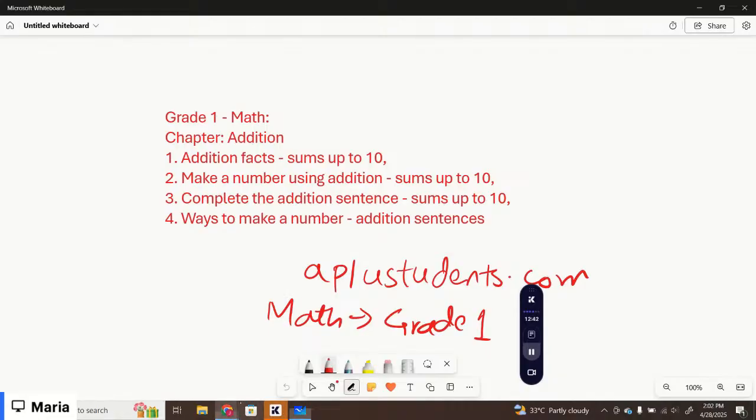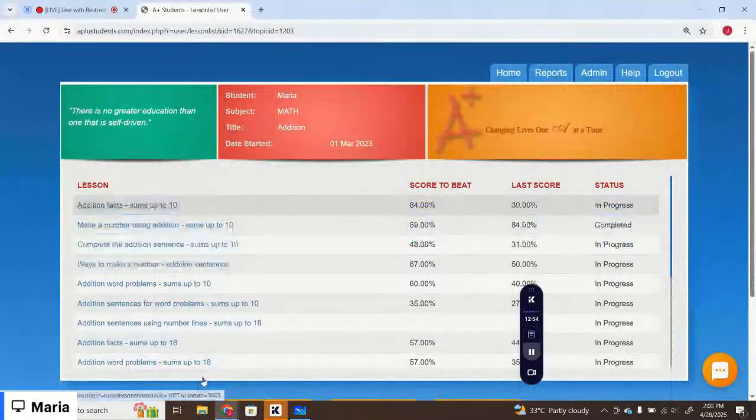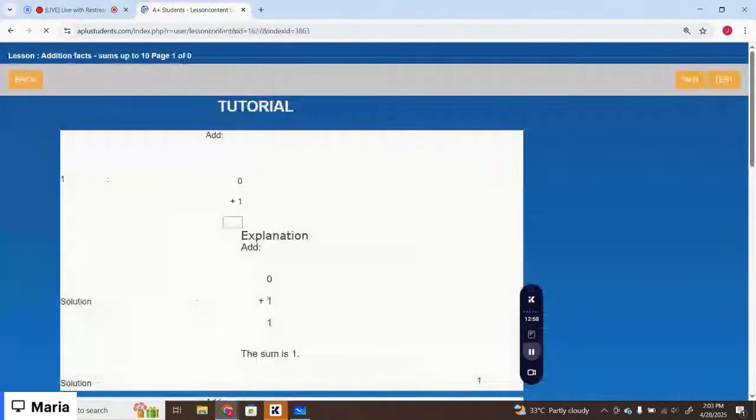Okay, here I'm on grade 1, addition. Let's start with the first lesson, addition facts, sums up to 10. So 0 plus 1 equals 1. You need to add.